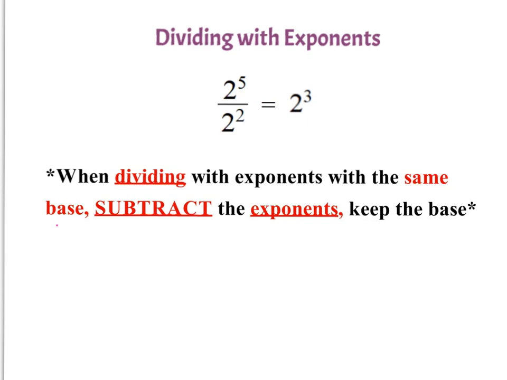So my original problem, 2 to the 5th divided by 2 to the 2nd, if I subtract my exponents, so 2 to the 5th minus my other exponent of 2, I get 2 to the 3rd. And we just showed you how and why that worked out. So pause, make sure you have written down this huge key point for today with dividing with exponents.